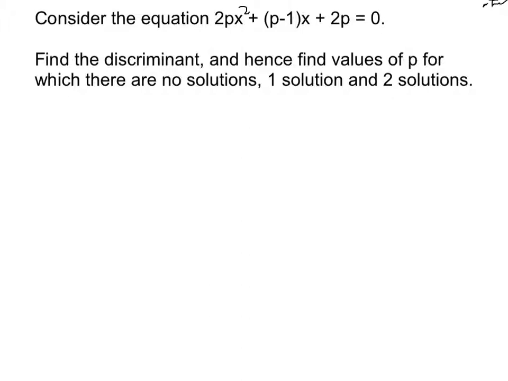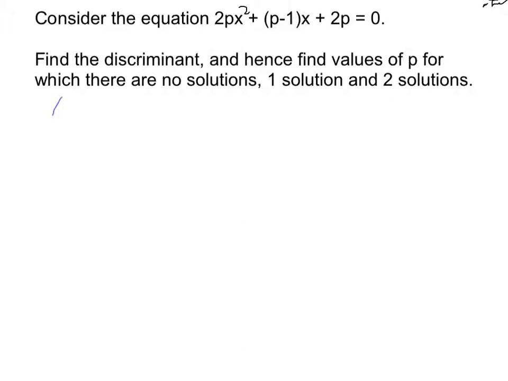So consider the equation 2px squared plus (p minus 1)x plus 2p is equal to 0. Firstly, find the discriminant, and hence find the values of p for which there are no solutions, one solution and two solutions.